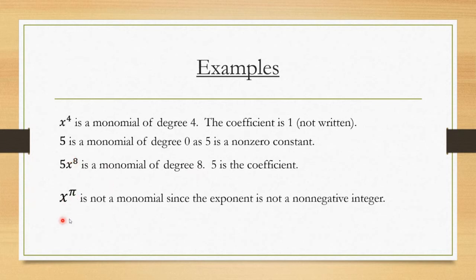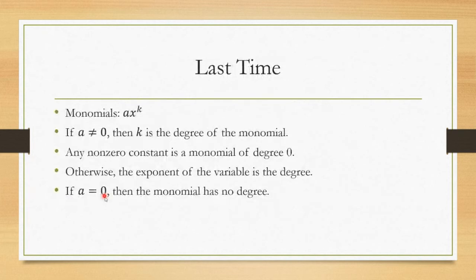I threw this one in here, I guess, kind of for fun, so to say. This is actually not a monomial because remember, the exponent of x has to be a non-negative integer. Pi, remember, pi denotes a decimal, 3.14 something. So this is actually not a monomial. Okay? Again, the k here has to be a non-negative integer.